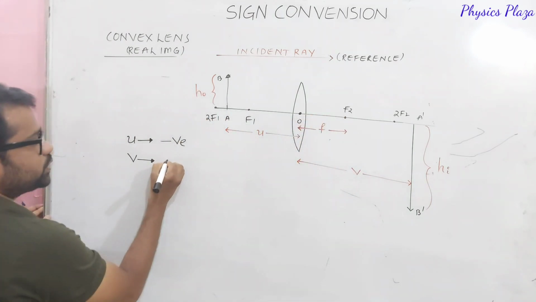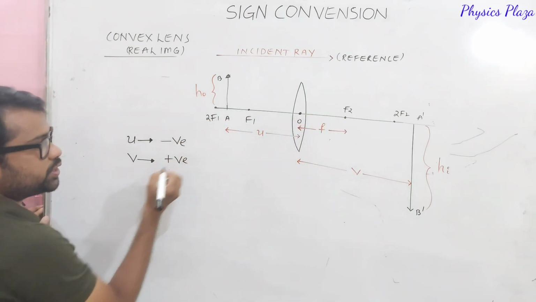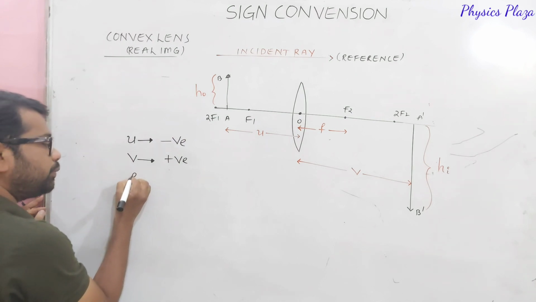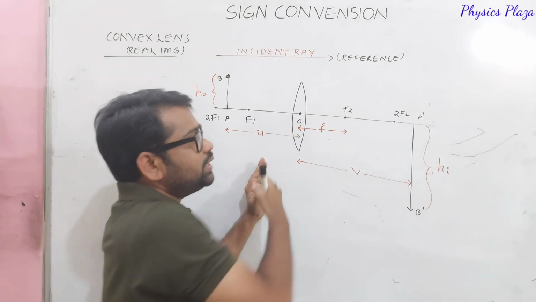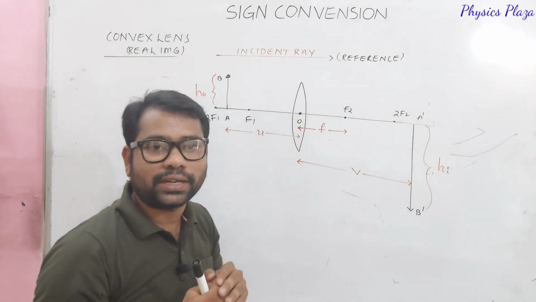So it is a positive. Okay, fine. And what about focal length, dear children? Look at here. Children, focal length is on the right side.